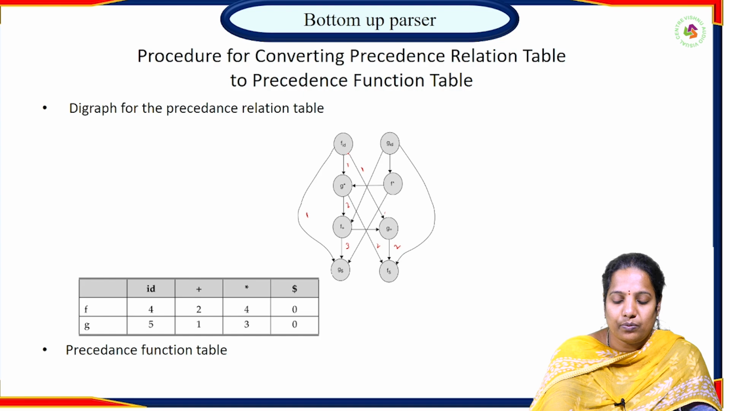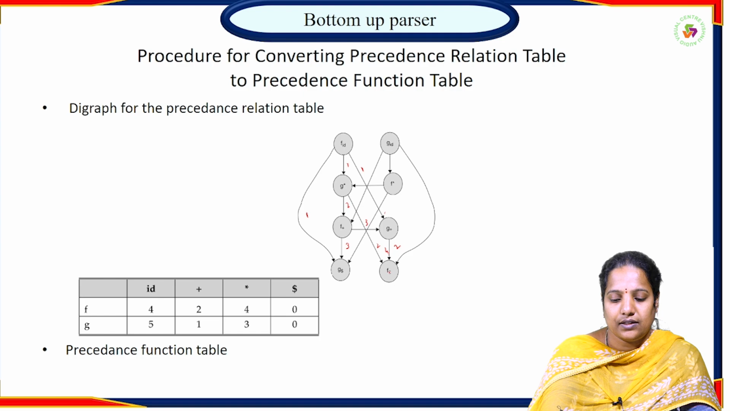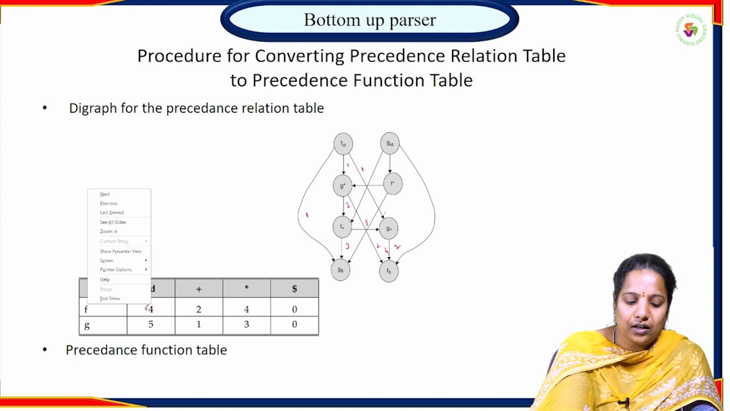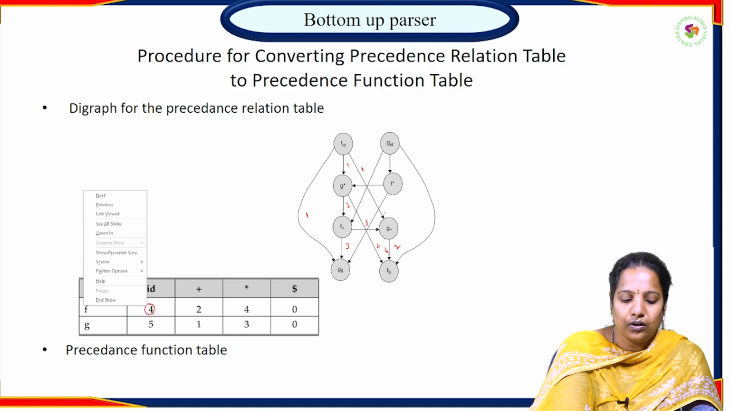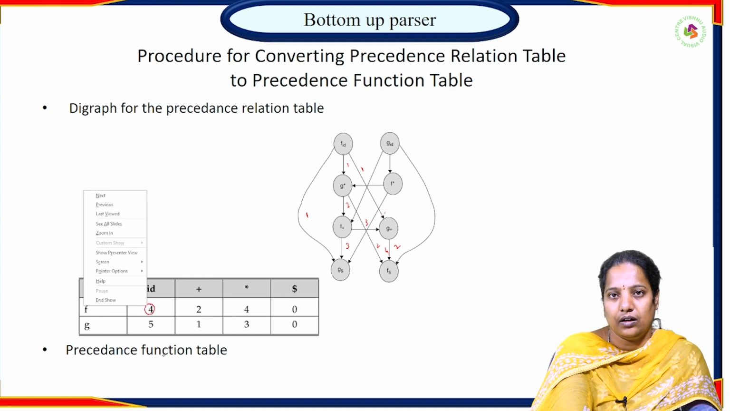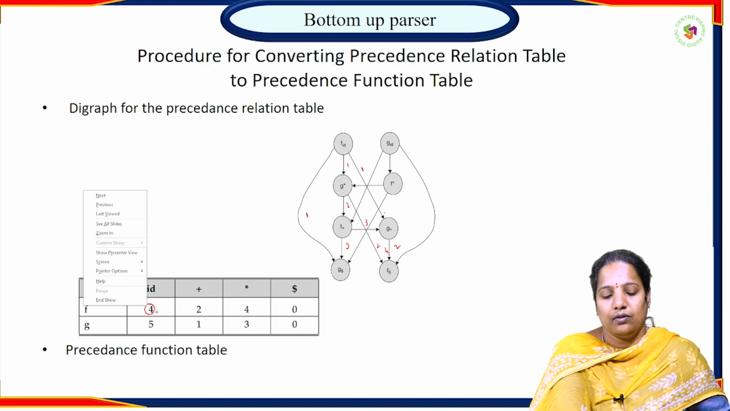One more path is also possible, FID to G star, G star to F plus, to G plus, to F dollar. This is 1, 2, 3 and 4. Among all these constructed paths, this path has the highest length. Then we need to consider this path and enter that number here. That is, the length of the longest path is 4, that we need to enter here.